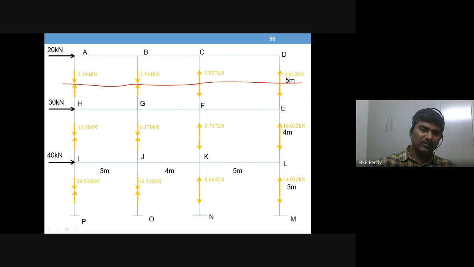For the remaining half, just put an opposite arrow, that's all. If it is downward, you put an upward arrow. If it is upward, you put a downward arrow. So that completes the first story column axial load representation. Okay, got it? Right. You still don't know these values, so that we will work out.